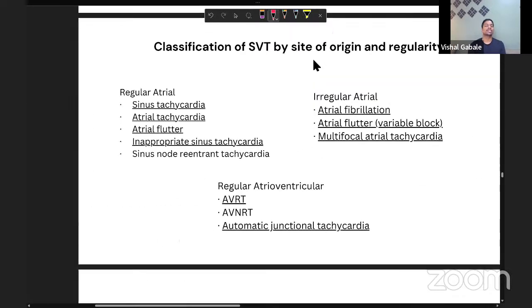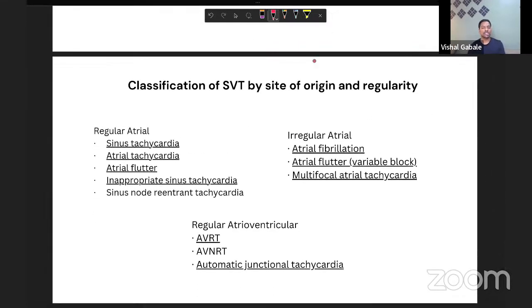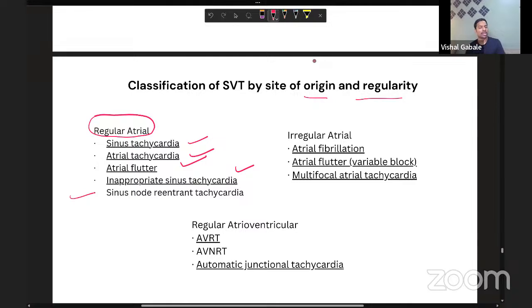Okay. So now let's discuss the SVT by the site of origin and the regularity. So you know if it's regular atrial, it's sinus tachycardia, atrial tachycardia, atrial flutter are regular, inappropriate sinus tachycardia regular, sinus nodal re-entrant tachycardia are regular atrial. Whereas irregular atrial are atrial fibrillation, atrial flutter with variable block and multifocal atrial tachycardia. Okay, same thing written in different charts. So just don't worry about that. And remember these basic things that atrial fibrillation, atrial flutter with variable blocks and multifocal atrial tachycardia are the atrial irregular. Whereas talking about the ventricular irregular, we have polymorphic ventricular tachycardia.